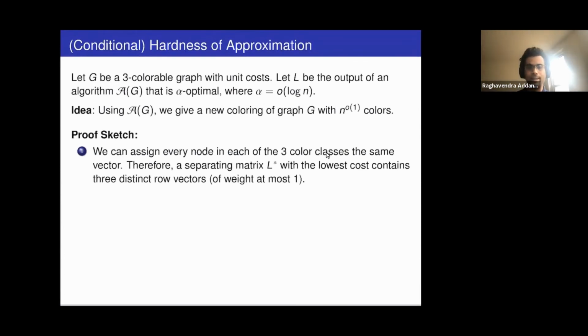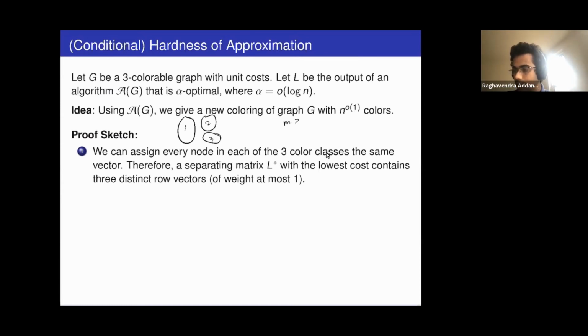First, observe some structure with respect to the optimal L star. Because your graph is known to be 3-colorable, let's look at these 3 color classes corresponding to the nodes. So this is the first color class, this is the second color class, and third color class. Each of these nodes in each color class could be assigned the same weight vector. Because they don't have an edge between them, you could assign the same vector to them. Therefore, the separating matrix with lowest cost will do that. And if you look at the matrix, it'll just have 3 distinct row vectors spread out over all the nodes.